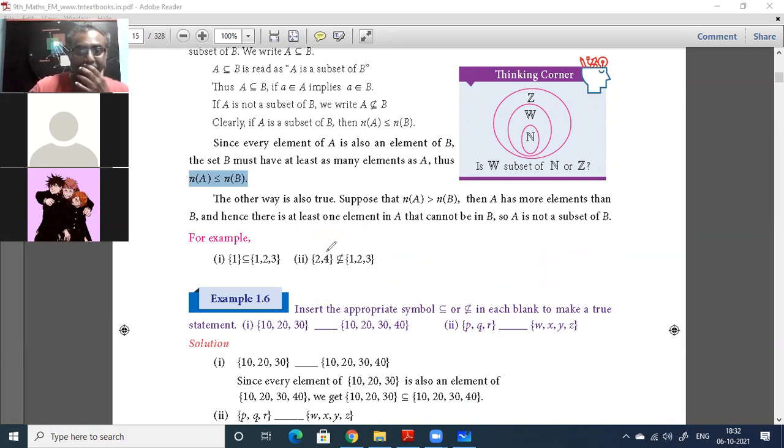Very simply you should have found out. Visually itself you should find. Here 4 is there, but in that set 4 is not there, so A is not a subset of B. Visually you must be able to find out, not scratching your head. Okay. Example 1.6. Now let us do.